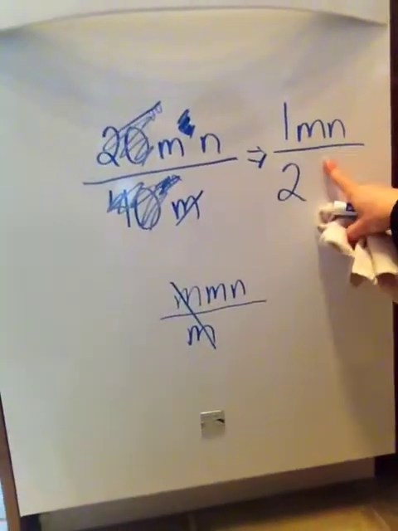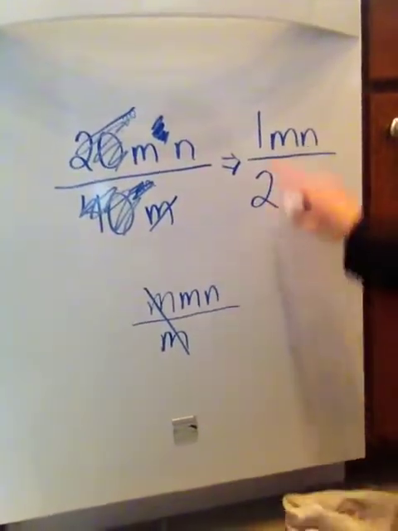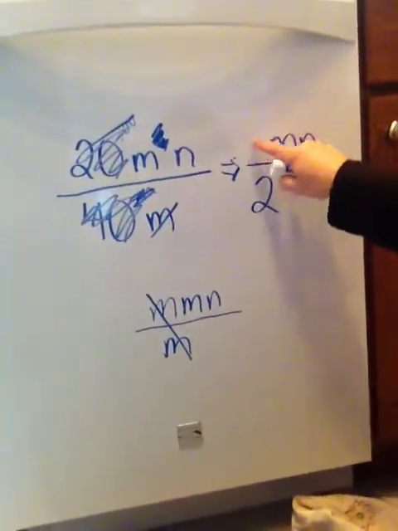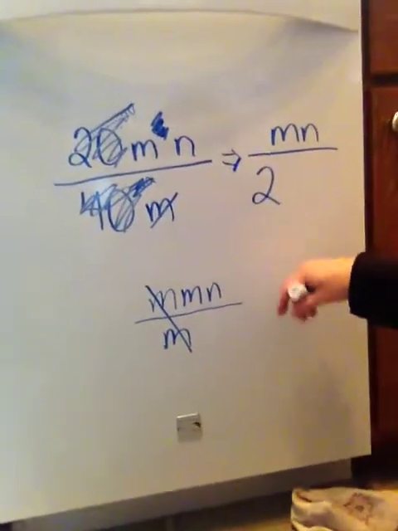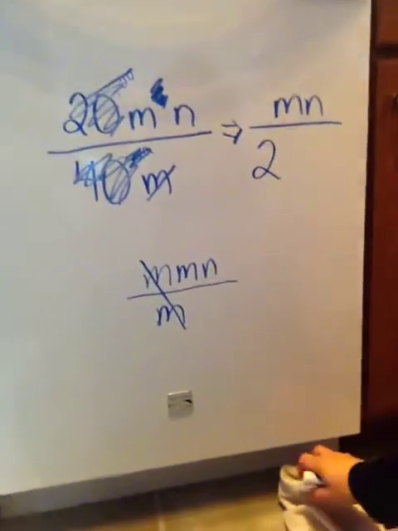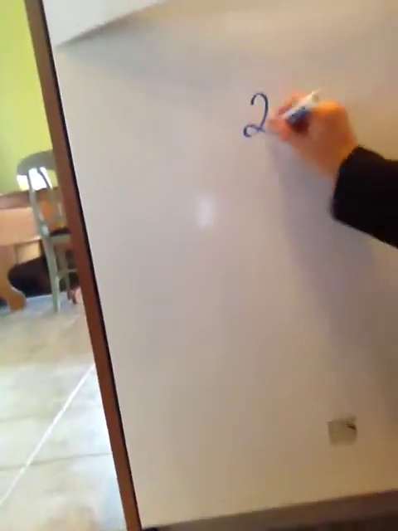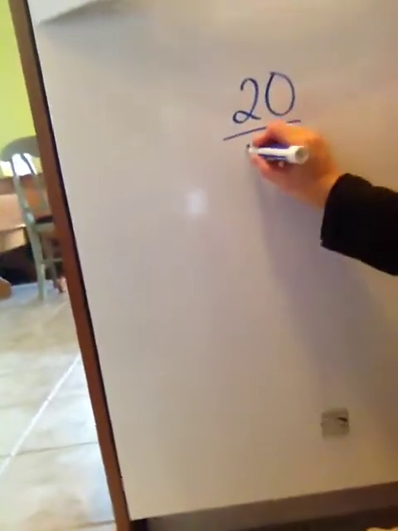Okay, so this is a reduced fraction. You end up with 1mn over 2. Again, you don't need to write a 1. Anytime 1 is your coefficient, it's not necessary. So if you put mn over 2, that's completely fine. And if it's written more like this, it looks a little better, but it doesn't have to be. Okay, I wanted to show you this trick really quick. So I'm going to put up our 20 over 40.